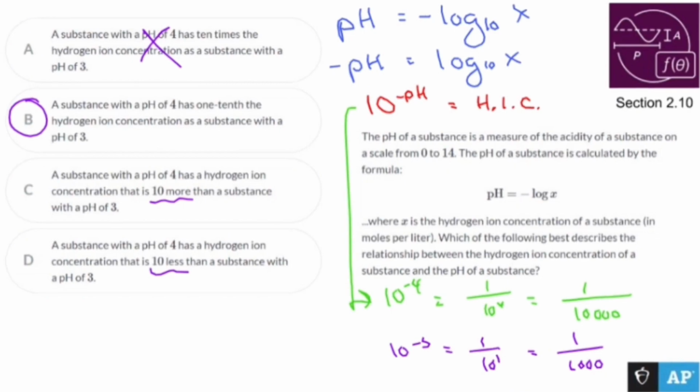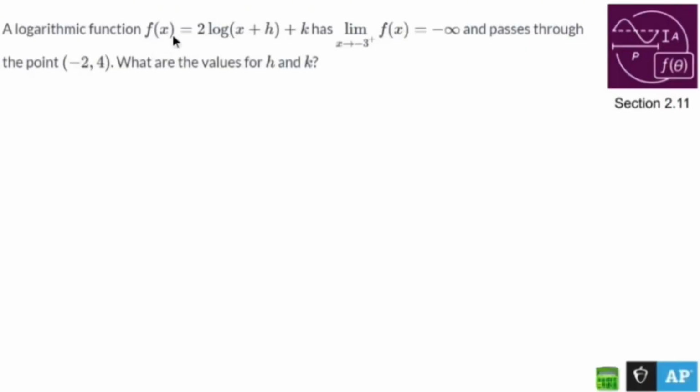A logarithmic function, f of x equals 2 log, no base, x plus h plus k, has a limit where f of x is going to hit negative infinity as you approach -3 from the right. It also passes through the point (-2, 4).